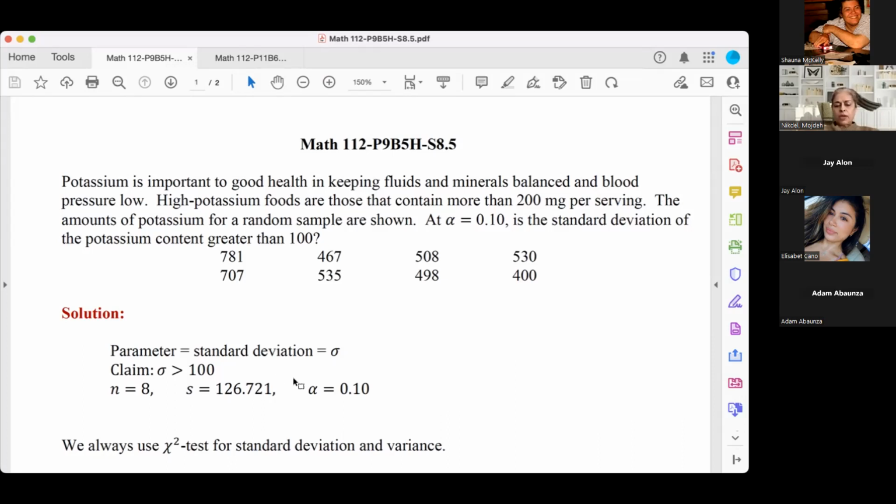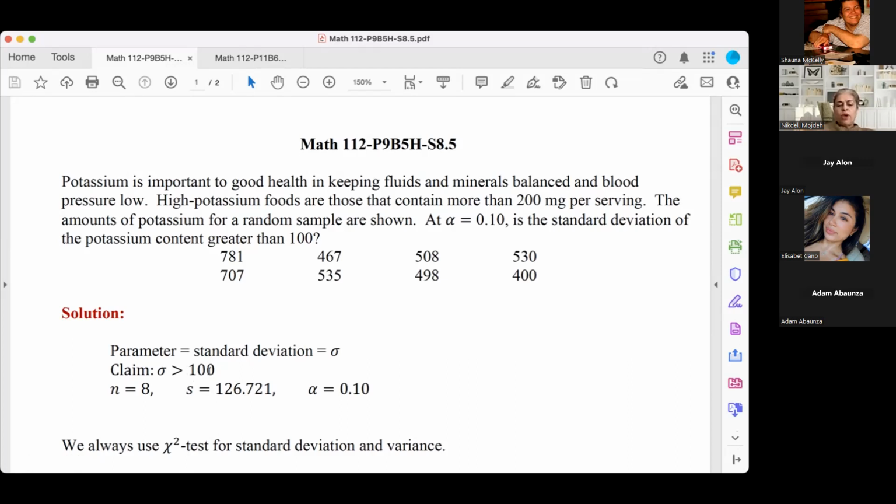My S was the standard deviation, S or S sub X. In the calculator, you have to pick S sub X. When you have raw data, please never pick sigma sub X. Always pick S sub X, which is the same as S. So the standard deviation of those 8 samples is 126.721. And we don't need X bar. Since the parameter is a standard deviation, we use the chi-square test.